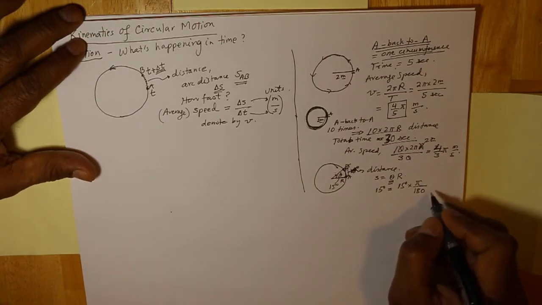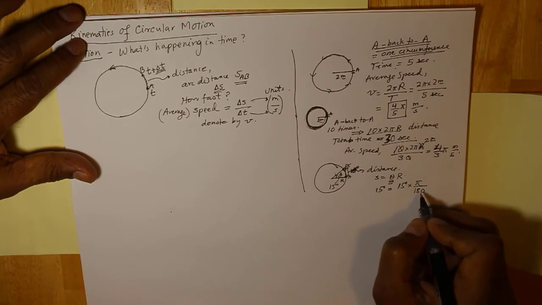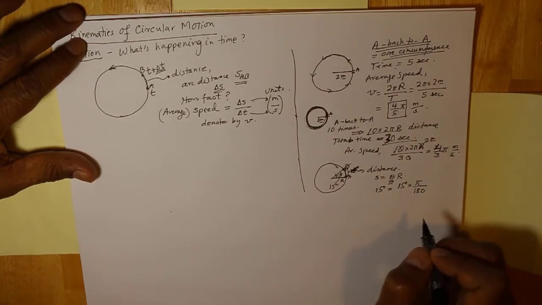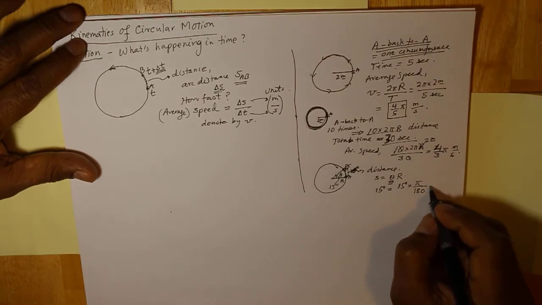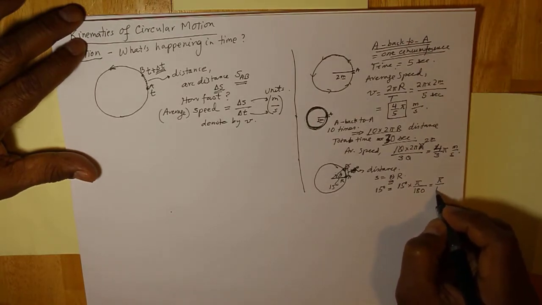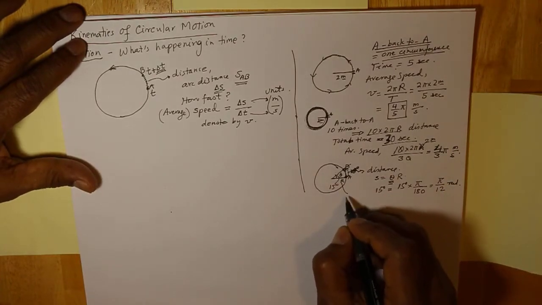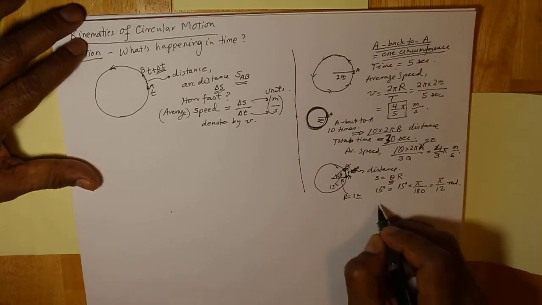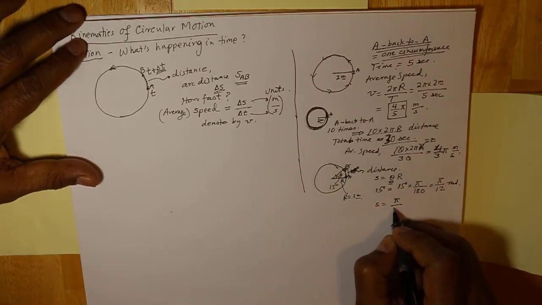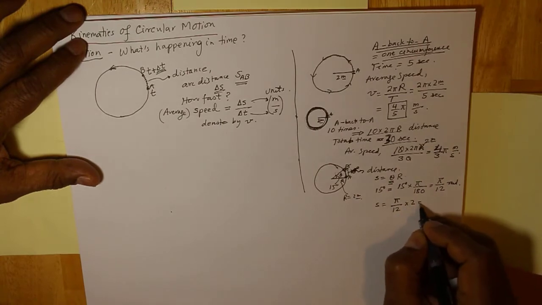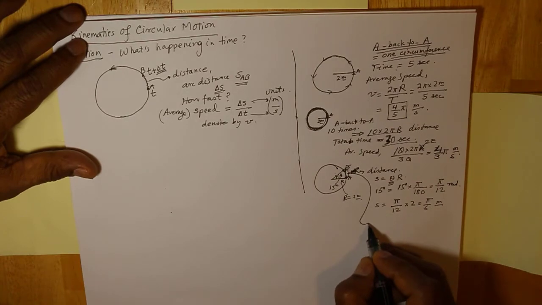30 degrees is pi over 6, so this will be pi over 12. So this is pi over 12 radians. And if r is still 2 meters, then s will be pi over 12 times 2, which is pi over 6 meters. Now, how much time did it take to do this?